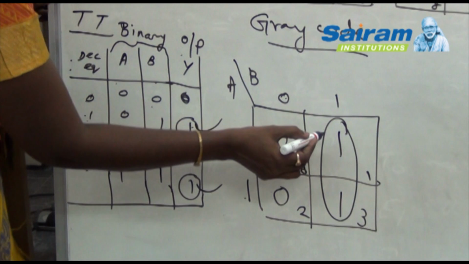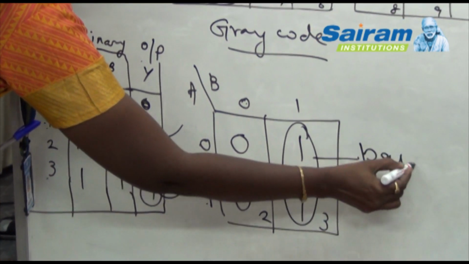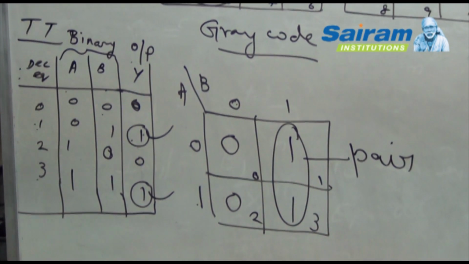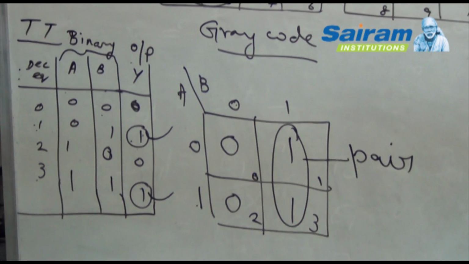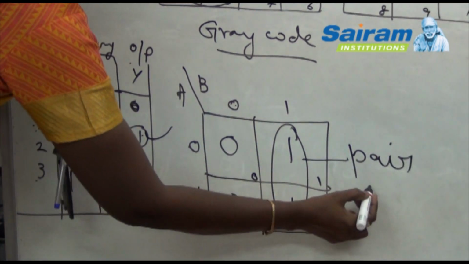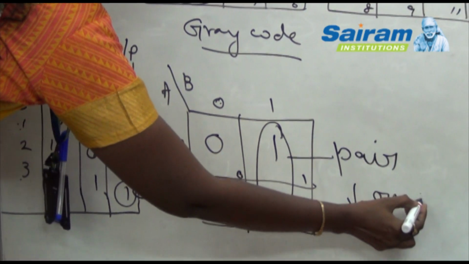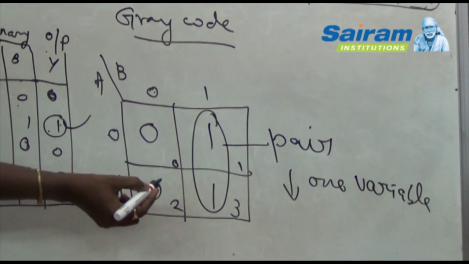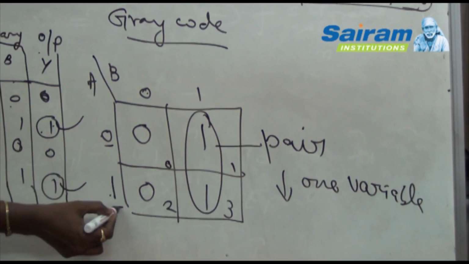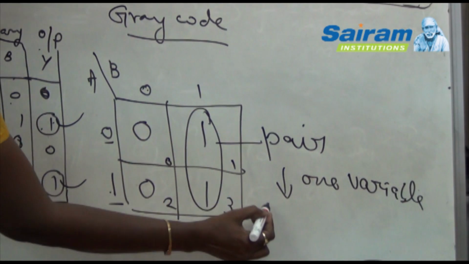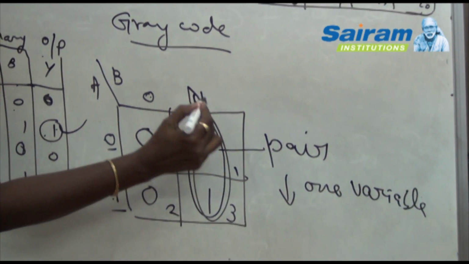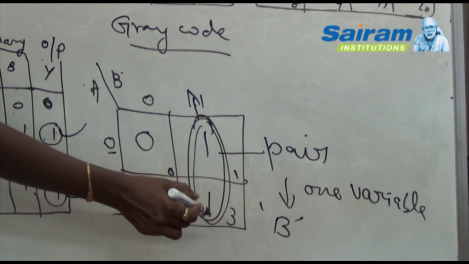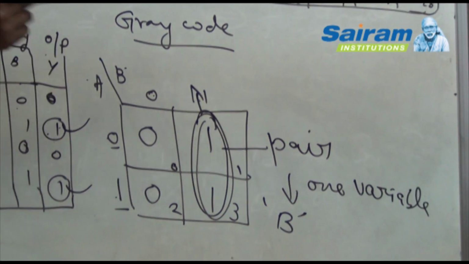So this is the example for a pair. A pair is nothing but two adjacent cells in a Karnaugh map grouped together, and a pair will be used to reduce one variable. See here, if these two ones are grouped, we can understand A bar and A will get cancelled and the answer is B alone. So I have two variables, but my answer is B. So it is used to reduce one variable.